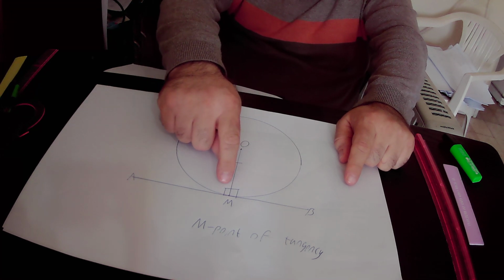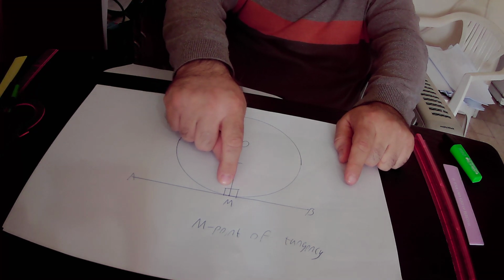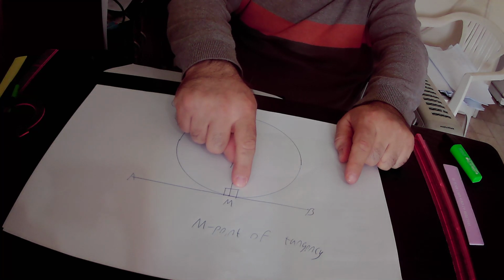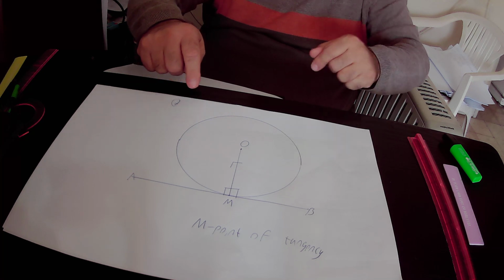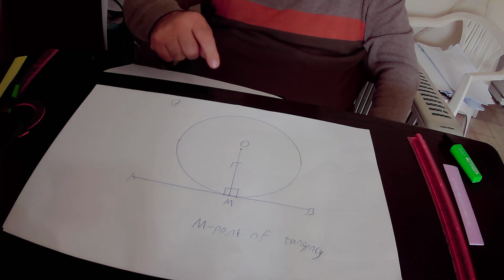That is to say, this angle will be equal to 90 degrees, and this angle will also be equal to 90 degrees. A tangent to a circle, that is to say, tangent AB, is perpendicular to the radius drawn to its point of tangency.